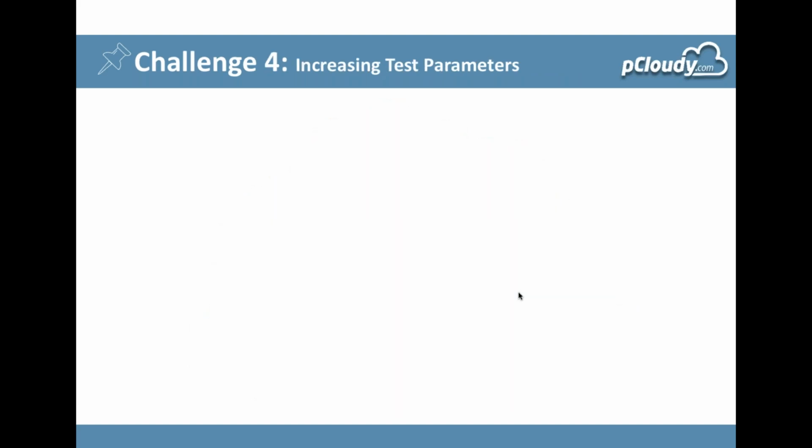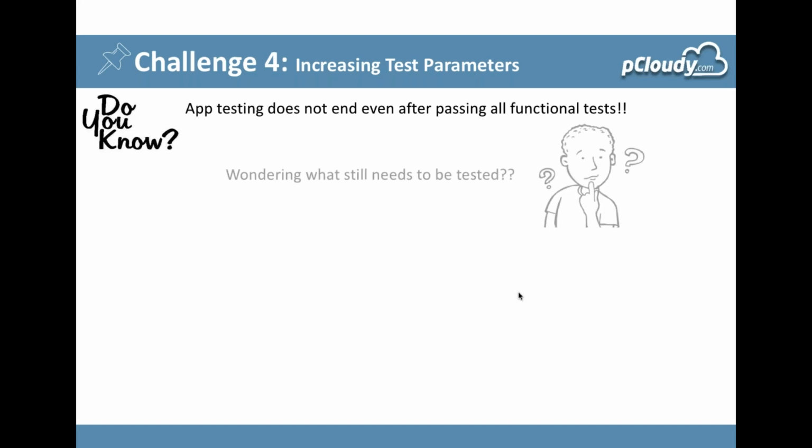So we talked about manual testing, and there are different ways of increasing the speed of manual testing using the follow me or a bot test. But using a device cloud, you can really increase the test parameters. So far we saw the functional testing aspect of it, but is that enough?